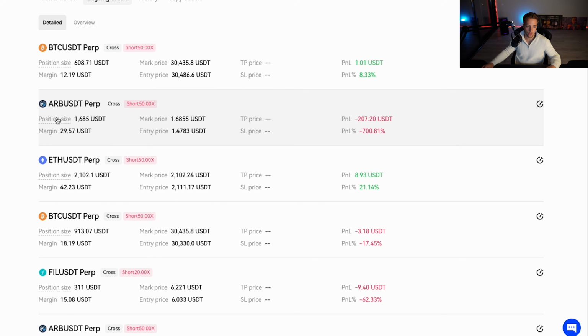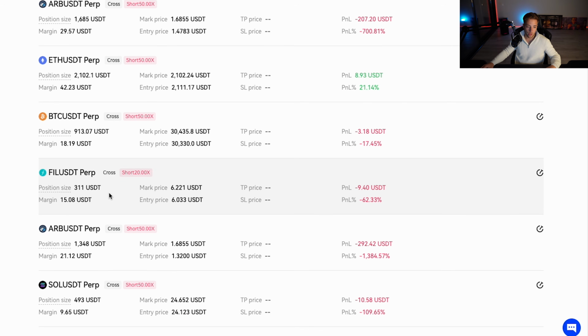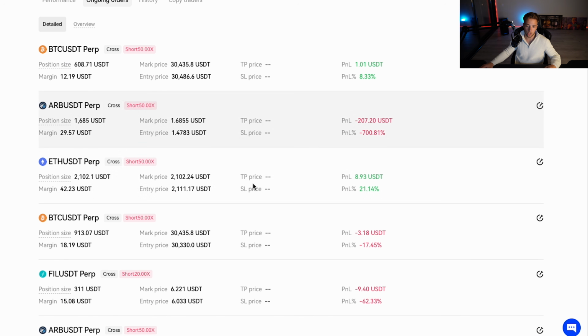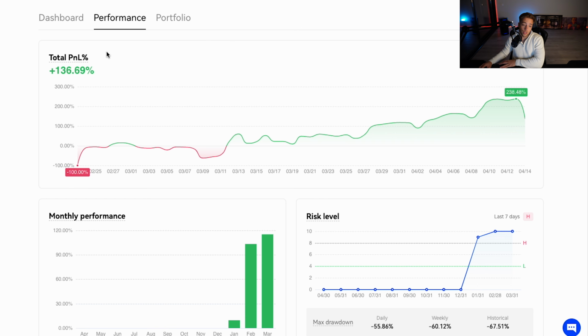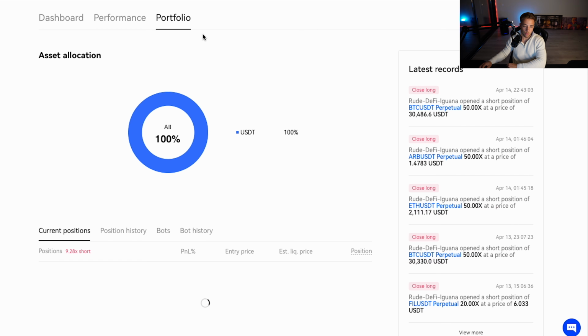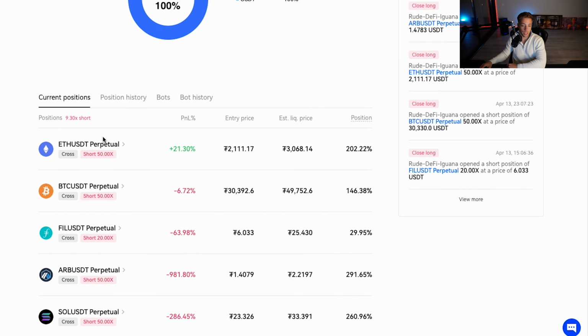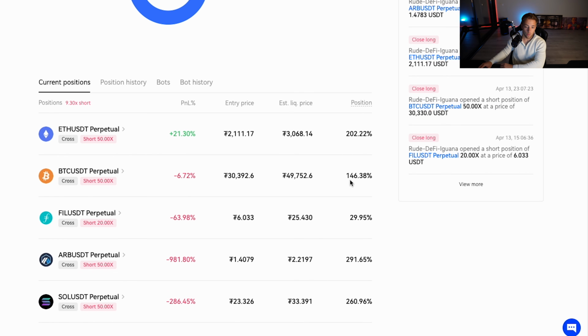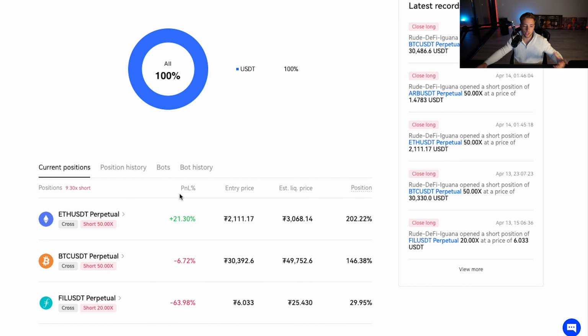Shorts on Bitcoin, on Arbitrum, on Ethereum, on Solana. You can see the current P&L and P&L in profits. You can see the whole performance. Total P&L is once again plus 136%. The portfolio is 200% in Ethereum position in the perpetual, 146% in Bitcoin. And thanks to this, you basically check the whole data that OKX is giving you.